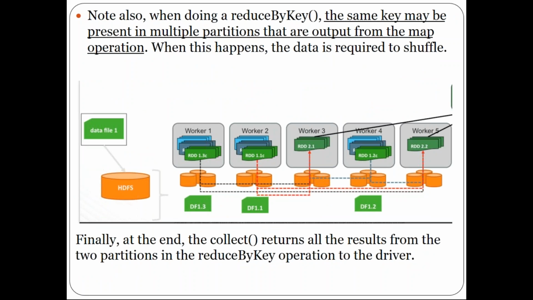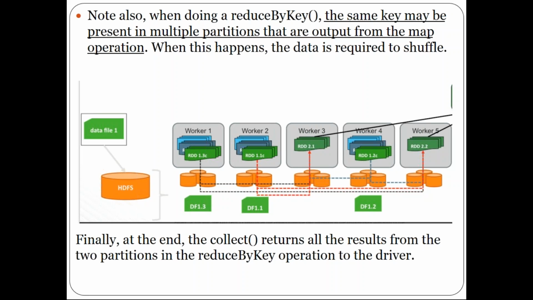Okay, now note also, when doing reduced by key, the same key may be present in multiple partitions that are output from the map operation. That's true. Now, as I told you earlier, values of key 1, please come here. Let's form a group. Values of key 2, let's form a group here. Values of 3, let's form a group here. In this group by key, there may be a common value across. When that common value occurs across each group, then it has to again shuffle the data. That shuffling of data is nothing but the same key may be present in multiple partitions that are output from the map operation. When this happens, data is required to shuffle. When this happens, your partition will also be changing.